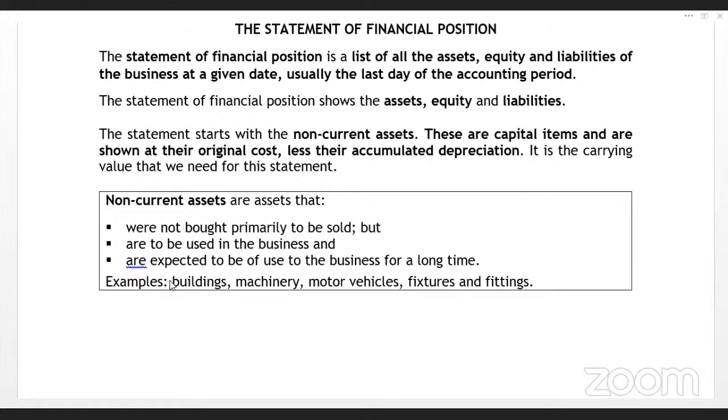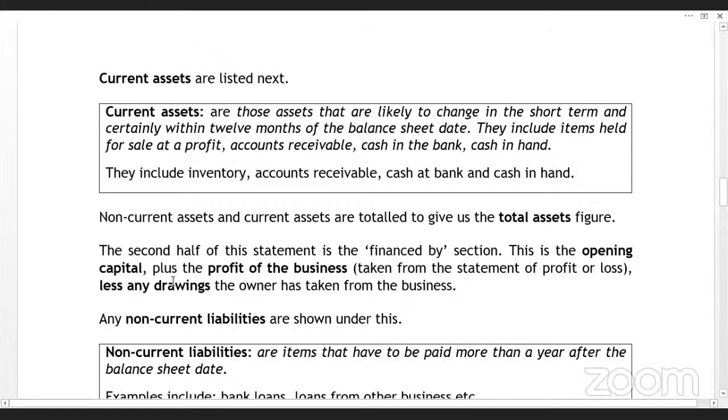Okay, so those are the non-current assets. Now we move to the current assets. Members have said that current assets are liquid assets. These assets are always held for resale. We can easily convert them into cash. So the current assets, we have to list them next after the non-current assets. And these are those assets that are likely to change in the short term, certainly within 12 months of the balance sheet date. So within a period of 12 months, these assets can easily be converted into cash.